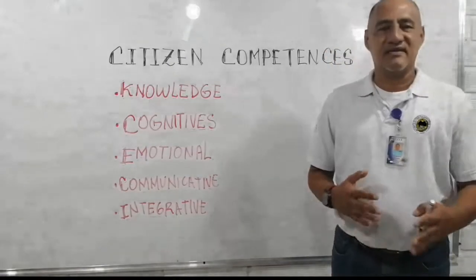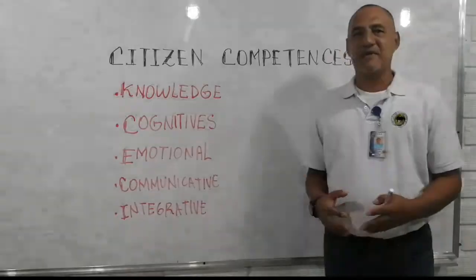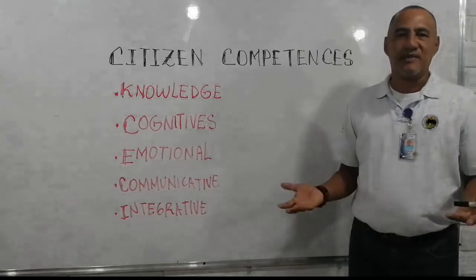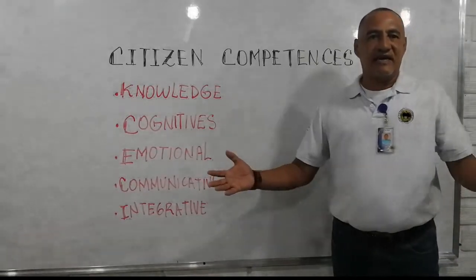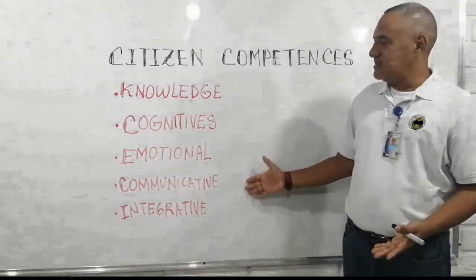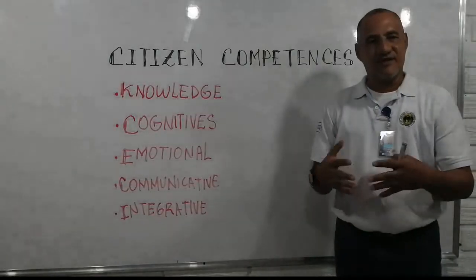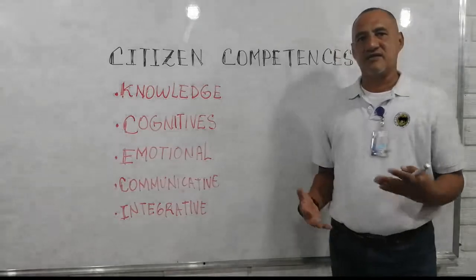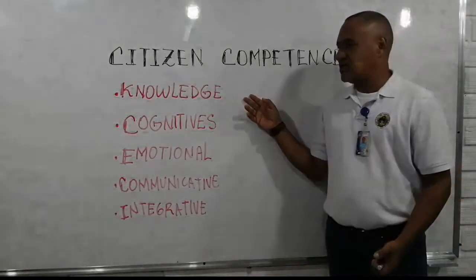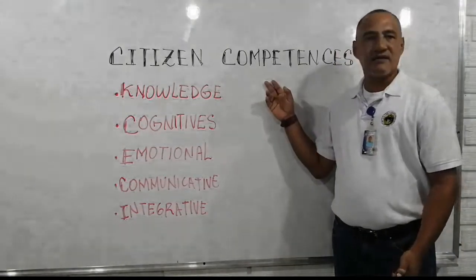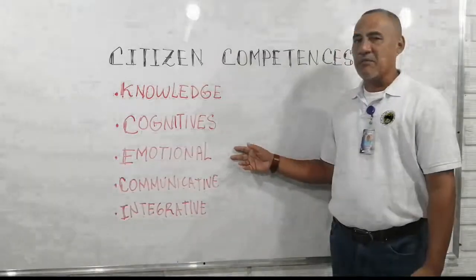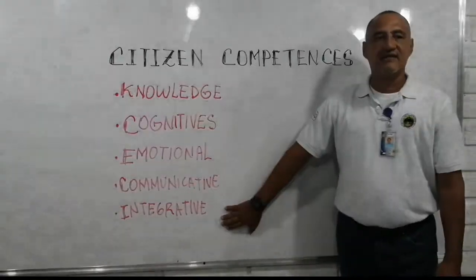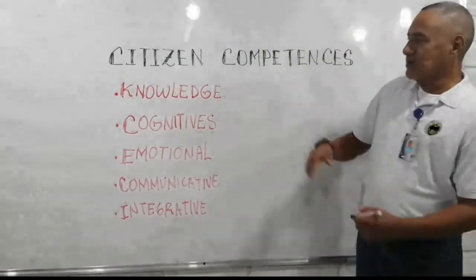Okay, so now let's keep on with this. As I told you at the beginning, citizen competence. In Spanish we say competencia ciudadana. Basically there are these 5 competences to be a very good citizen, to practice and to have a very good citizenship. Then we got knowledge, cognitive competences, emotional competences, communicative competence, and integrative competence.